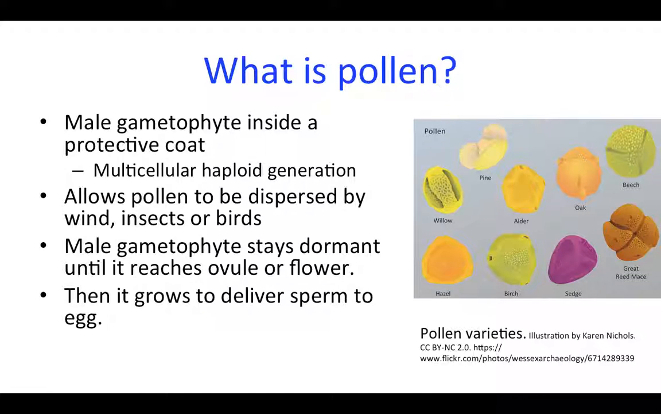ovulate cone. You can see these two little Mickey Mouse ears. Those are air sacs to help the pine pollen float. And we'll talk about this in a later lecture, but some other kinds of pollen are going to be dispersed instead by insects.